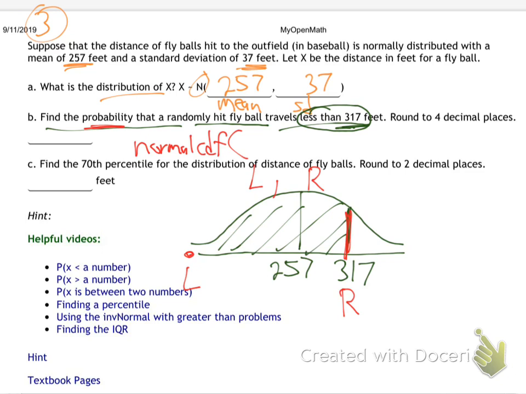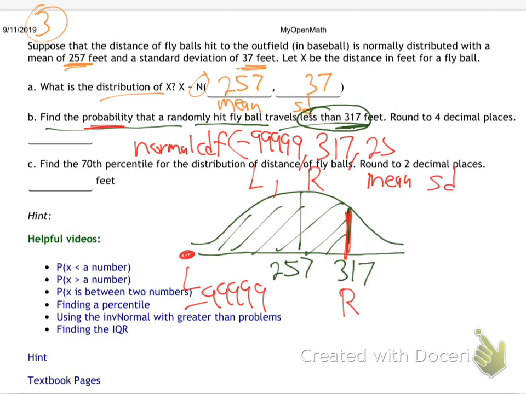But forever to the right, I said just put in positive 99999. So what's forever to the left? Yeah, you just put in negative and a bunch of nines. So left forever is just negative 5 or 6 nines. Does that make sense? That's how we tell the calculator left forever. The shading goes from left forever up to 317. From a left edge of negative 99999, up to a right edge at 317, comma mean, comma standard. The middle is 257. Standard deviation is 37 feet, they said.